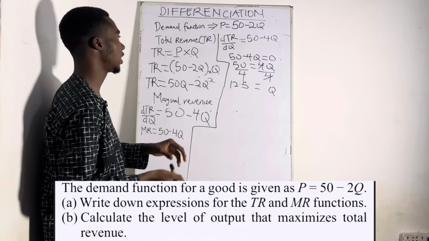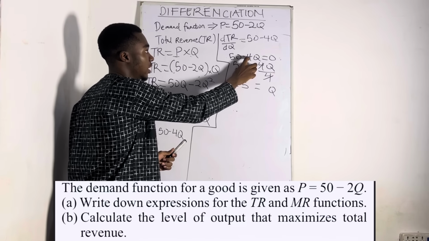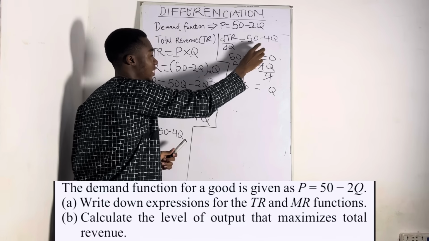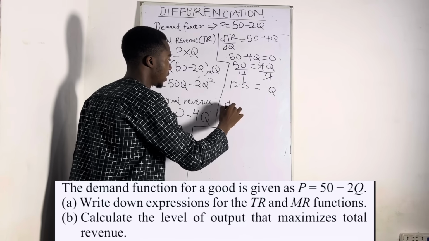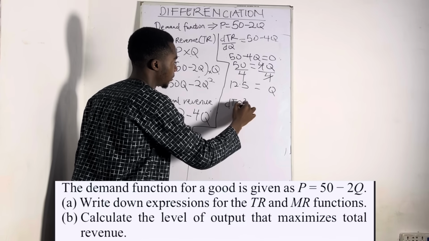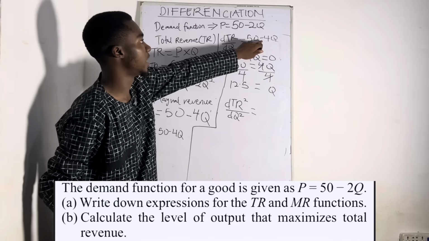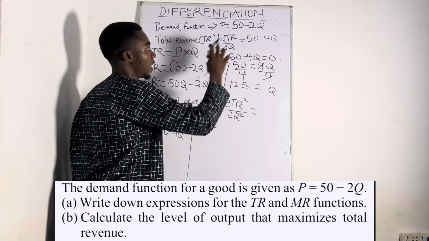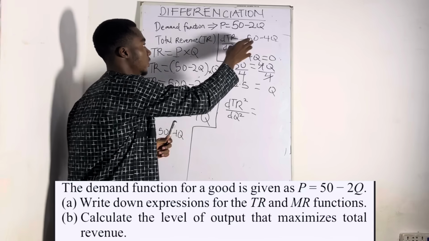All right. So having understood that, you're going to differentiate this for the second time. So whatever you differentiated first, which is the 50 minus 4q, you're going to differentiate it for the second time. When you differentiate it for the second time, you can write it as d squared R over dq squared. So 50 minus 4q, when you differentiate it for the second time, this 50 becomes 0, because I told you that anytime you differentiate a number, you get 0. So the 50 becomes 0.